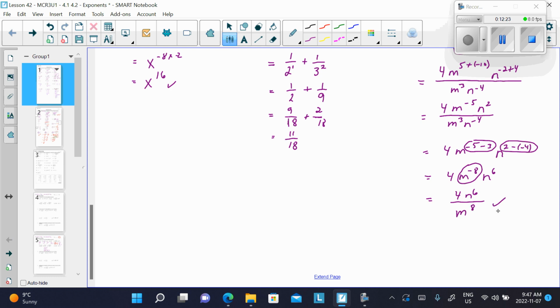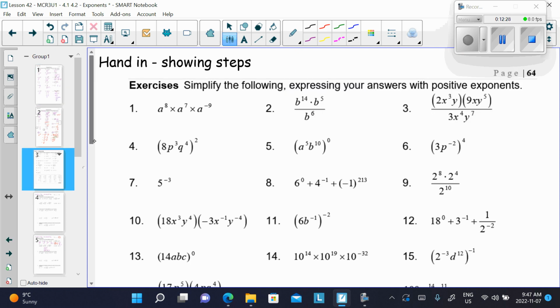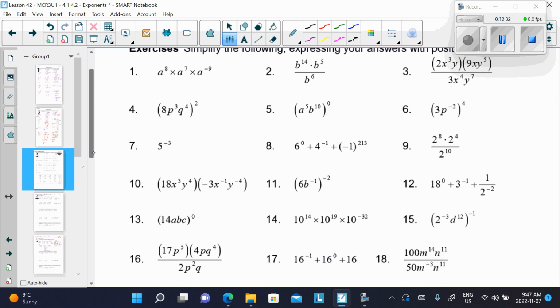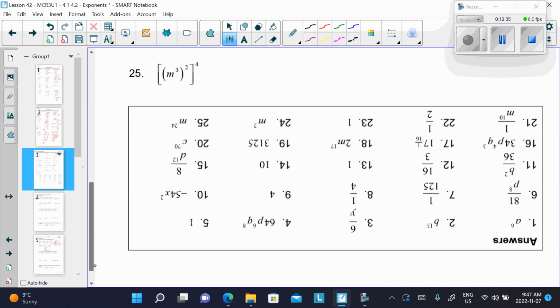All right, so those are your examples for today. If you wouldn't mind working on page 64, trying some of these questions, show a step for each question, please, and then you can check your answers at the bottom.